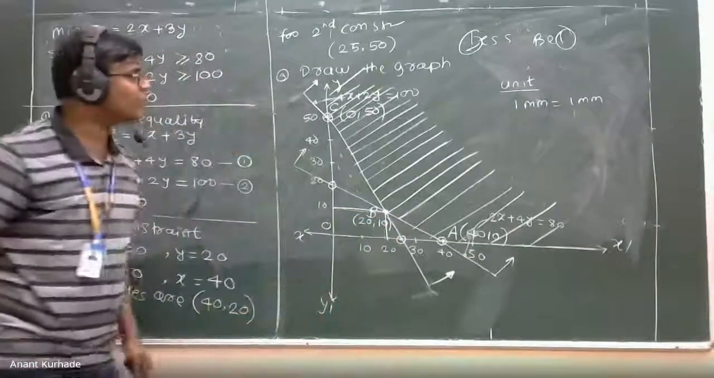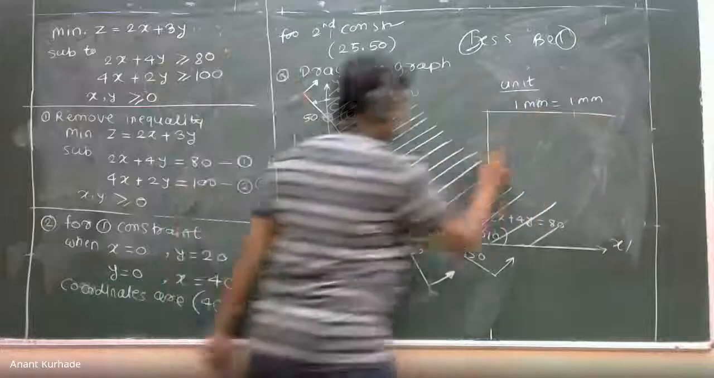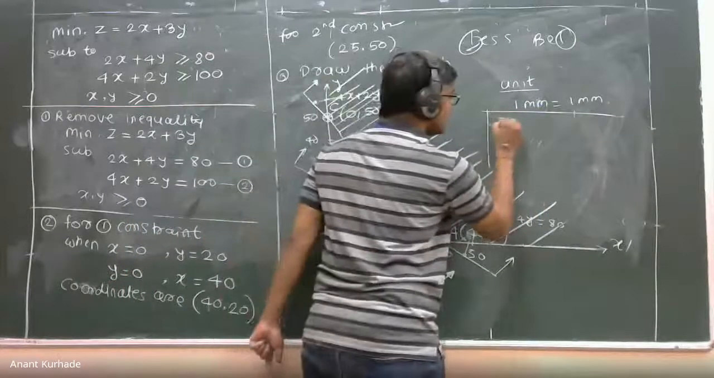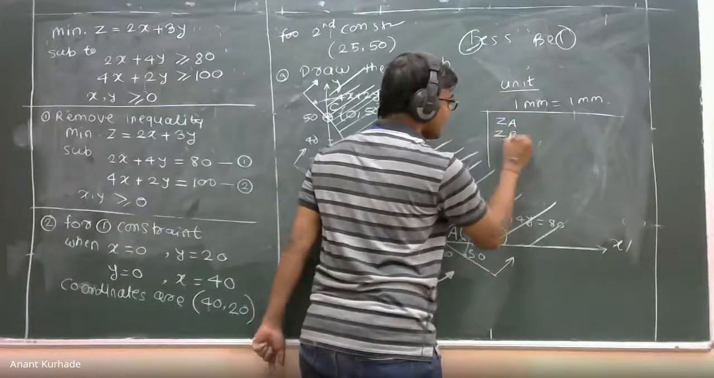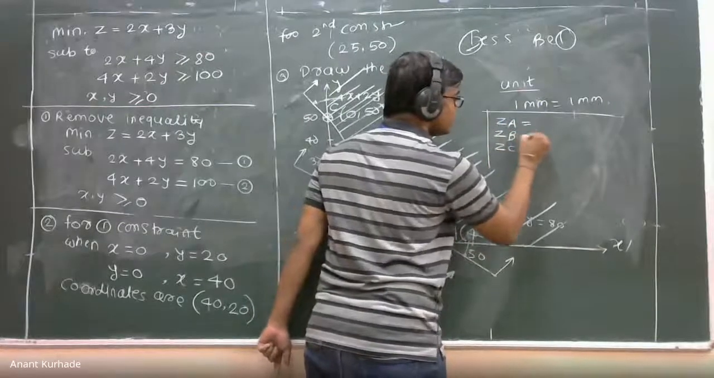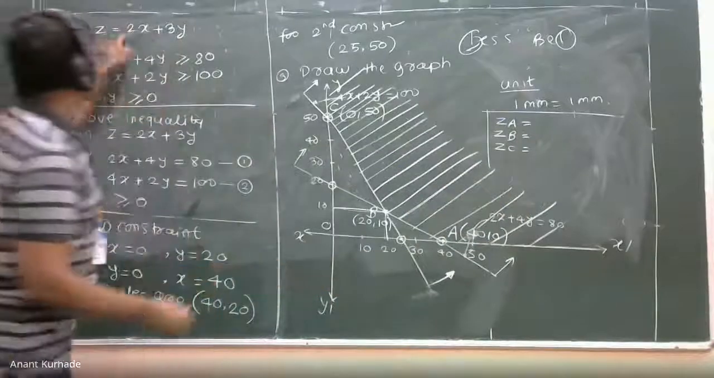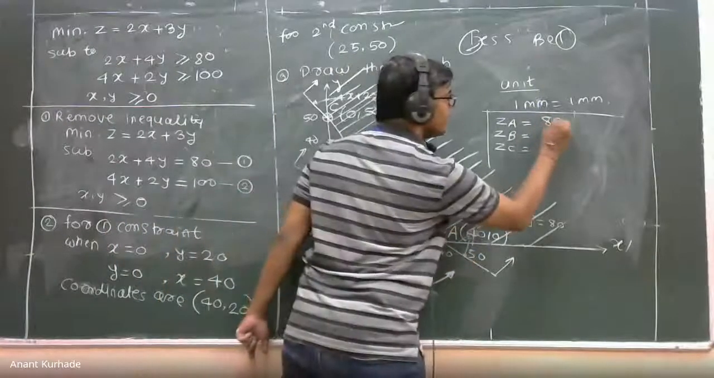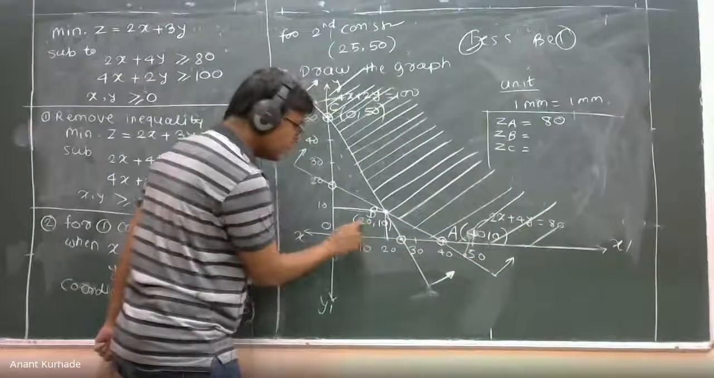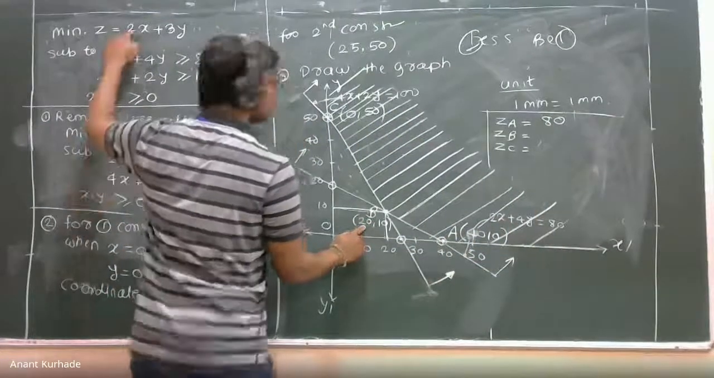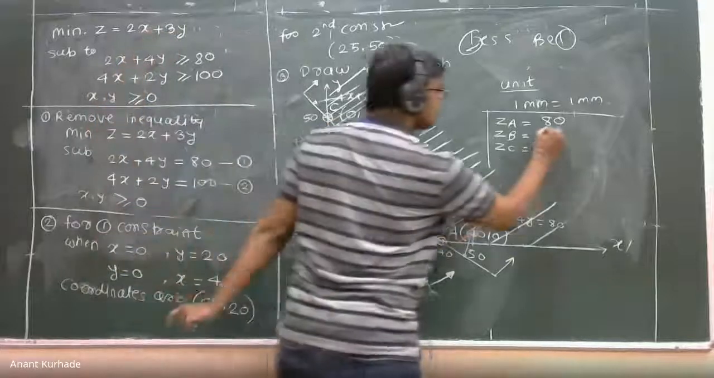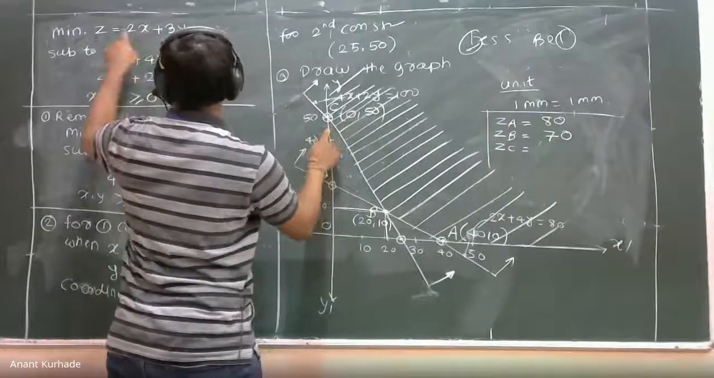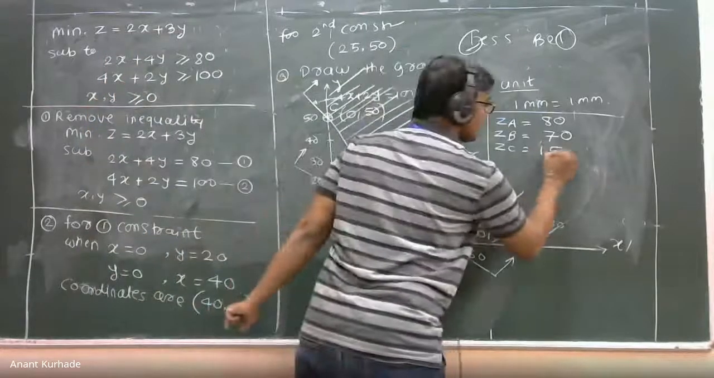At last we have to write the answer. We have three points, and we have to find Z at A, Z at B, Z at C. The equation is Z equals 2x plus 3y. For the first point, 2x gives 80, plus 0, so it is 80. For 20 and 10: 20 into 2 is 40, 40 plus 30 is 70. And for 0, 50, it is 150.